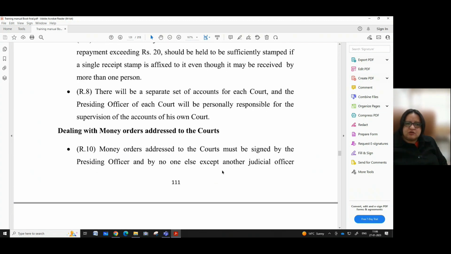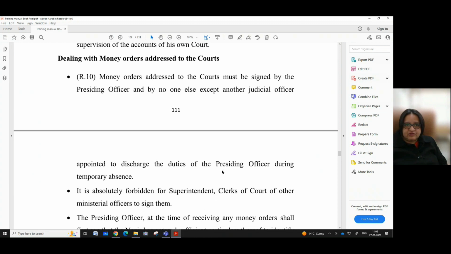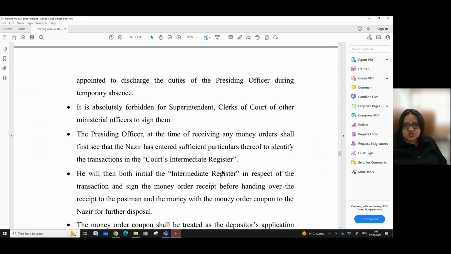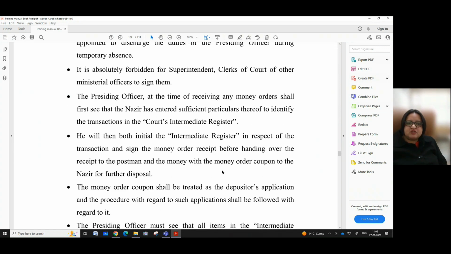Rule 8 says that there will be a separate set of accounts for each court, and the presiding officer of each court will be personally responsible for the supervision of the accounts of his own court. Dealing with money orders addressed to the courts, Rule 10 says that money orders addressed to the courts must be signed by the presiding officer and by no one else except another judicial officer appointed to discharge the duties of the presiding officer during temporary absence. It is absolutely forbidden for superintendent, clerks of court, or other ministerial officers to sign them.